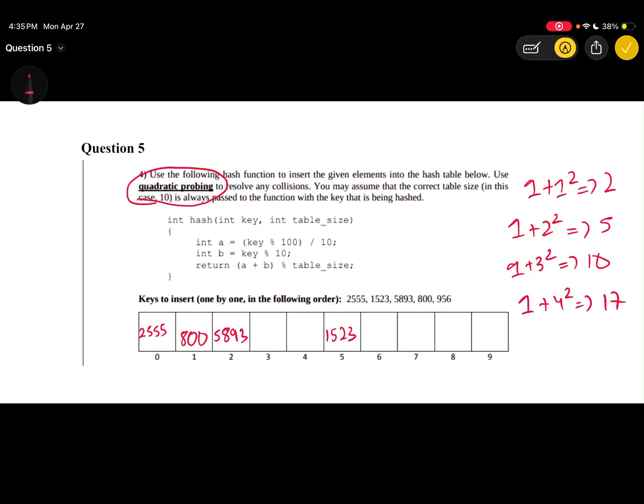From this part, I will count 17 places. So 1, 2, 3, 4, 5, 6, 7, 8, 9, 10, 11, 12, 13, 14, 15, 16, 17.